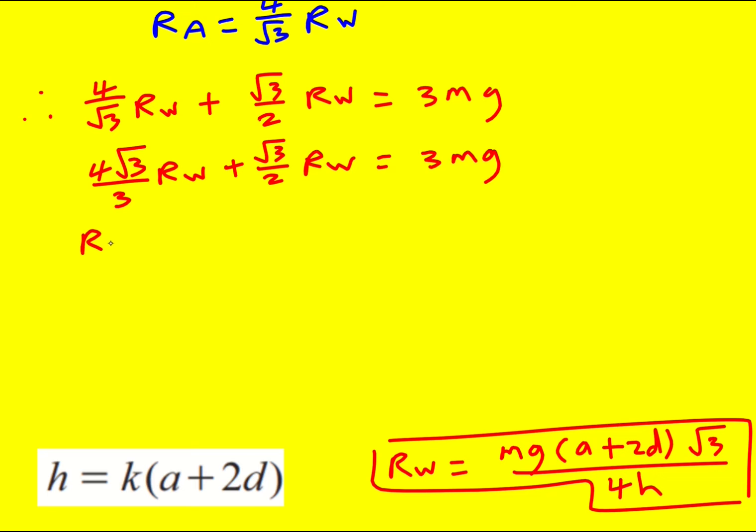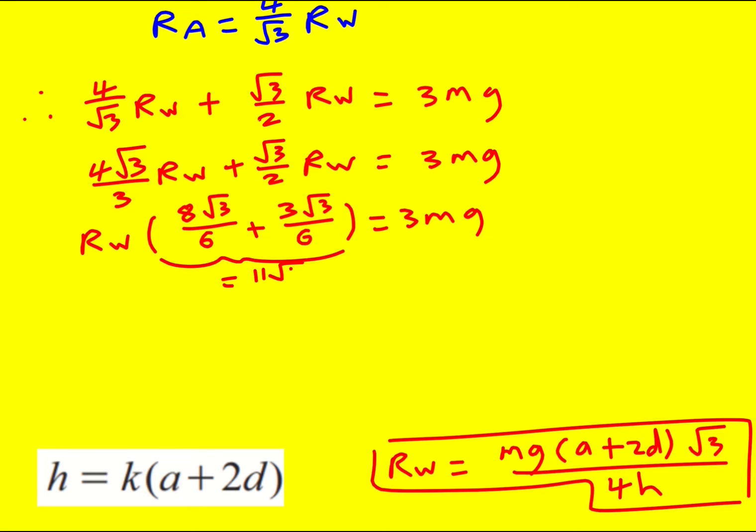Okay, then I'm going to factorize out RW and times top and bottom of this one by 2. So it's going to be 8 root 3 over 6. Top and bottom of this one by 3. So 3 root 3 over 6. This is going to become 11 root 3 over 6. So therefore, RW, you can either divide by the fraction or times by 6 and divide by 11 root 3. So that is going to give me 18 mg over 11 root 3.